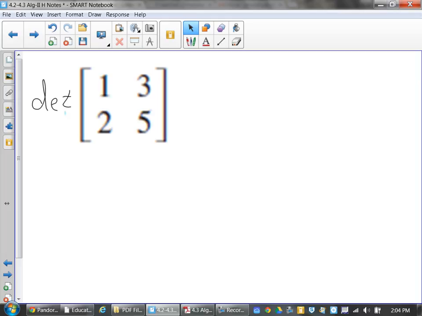If it's the upright bars like that, you're automatically doing a determinant. Like I said, it might just say find the determinant of the following matrix, it could say DET of a matrix, or it could be upright bars. They all mean the same. It's always down first. It's always down.